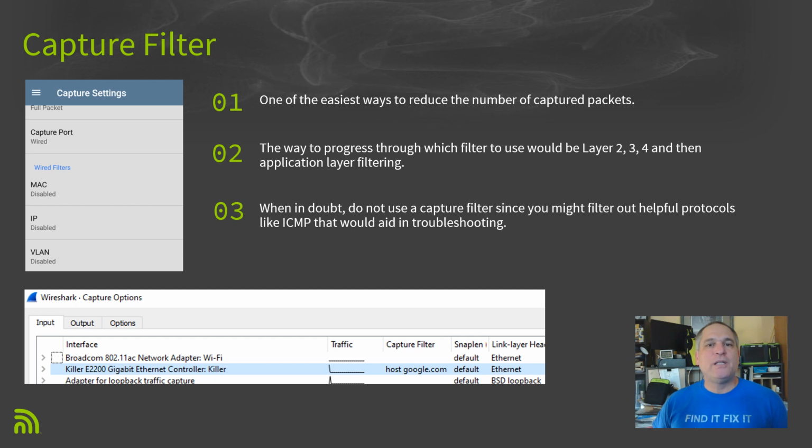So as I said, it's one of the easiest ways to reduce your number of captured packets and your file size. Now, if you do want to start with a capture filter and you're new to it, start at layer 2, so a MAC filter. And then when you get comfortable enough, go to layer 3, because you might find out using IPv6 instead of IPv4 also helps a lot. And the last thing is, as I said, when in doubt, do not use a capture filter because you might miss things like ICMP. And learn where you can save your capture filters in your various tools. That way you don't have to recreate that same filter every single time. Develop a library. That'll help you out in the long run.